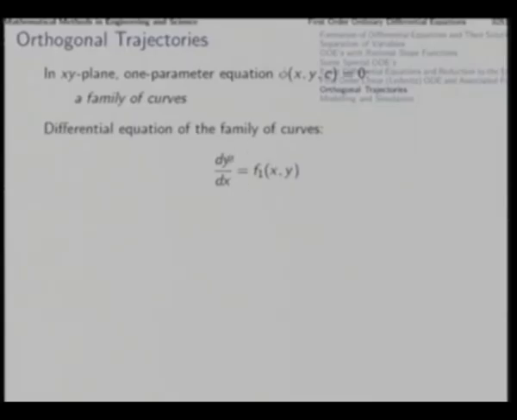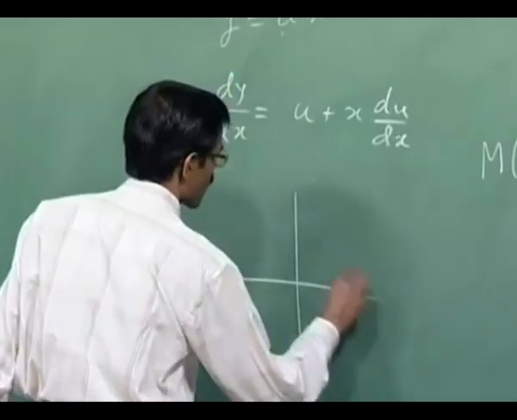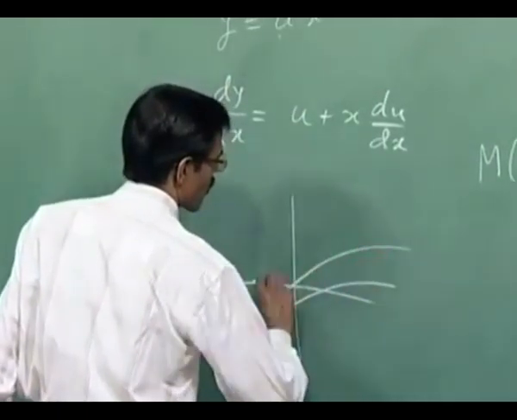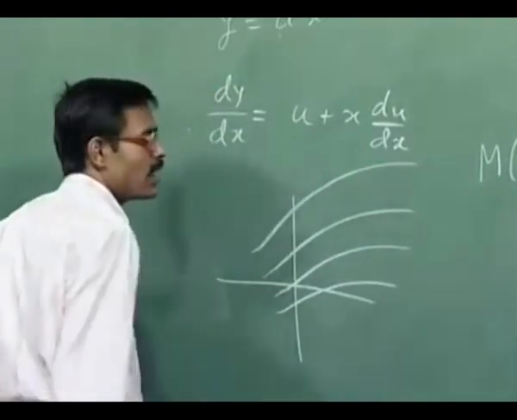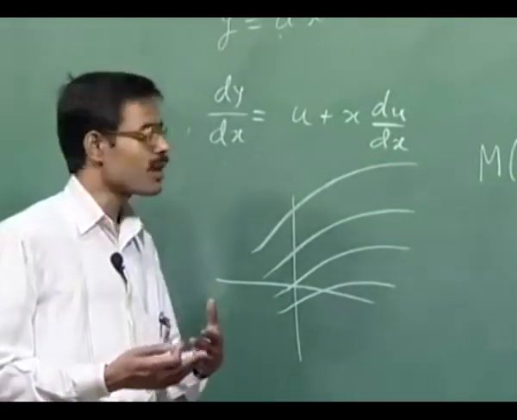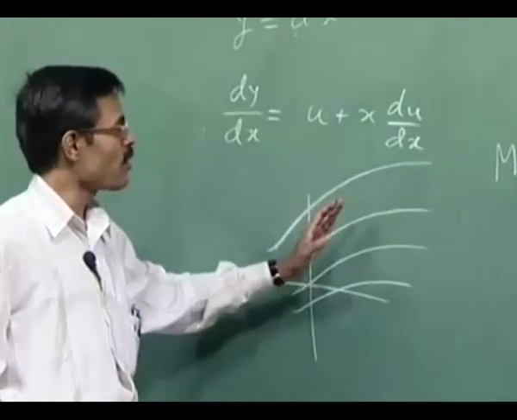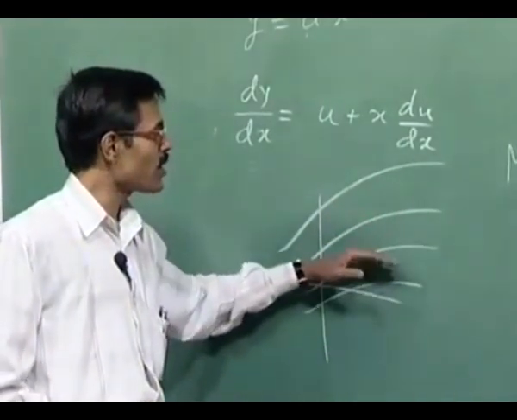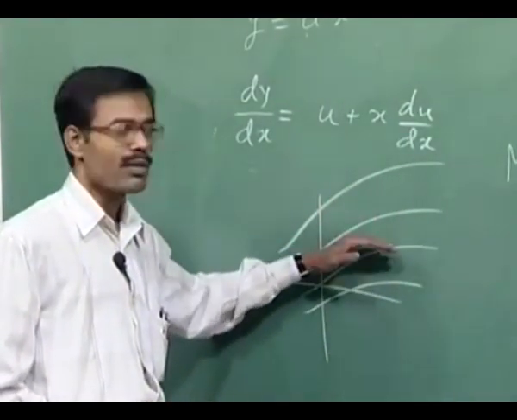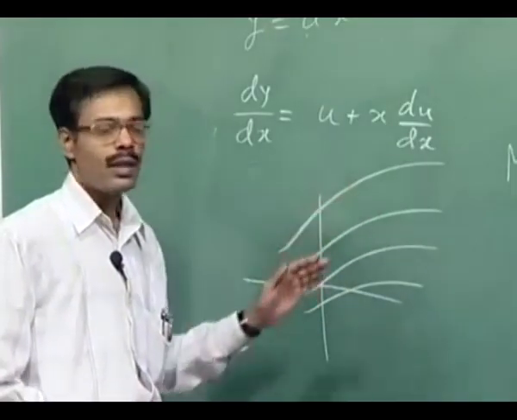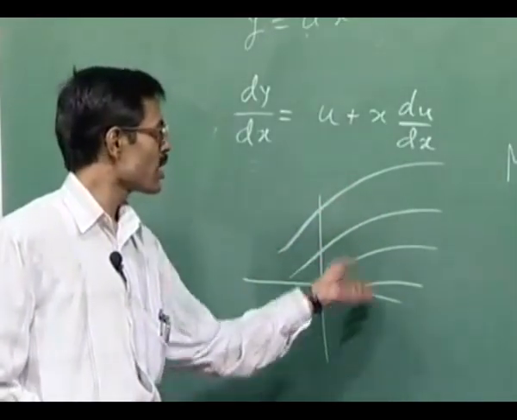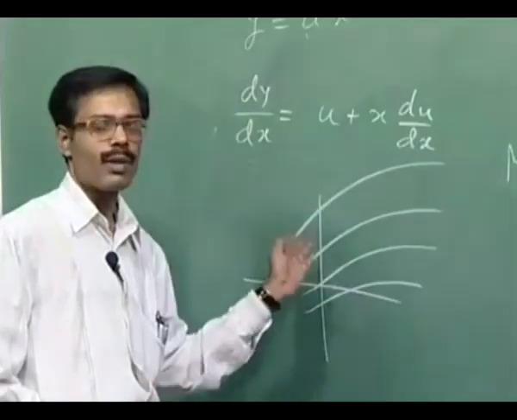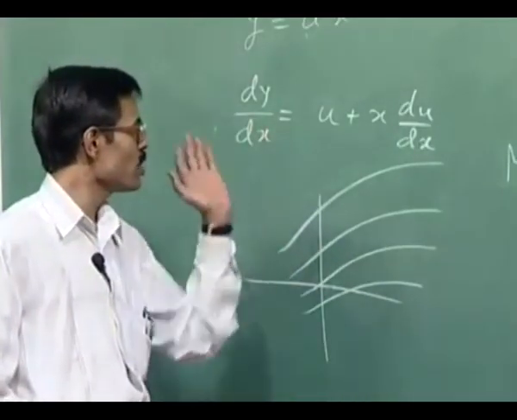Now, if we have this family of curves in the xy plane, suppose in this manner, in many applications we want to know another family of curves which are all orthogonal to it. For example, if this family of curves represents potential curves or contours, then the flow lines will be different curves, another family of curves which will be all orthogonal to these.